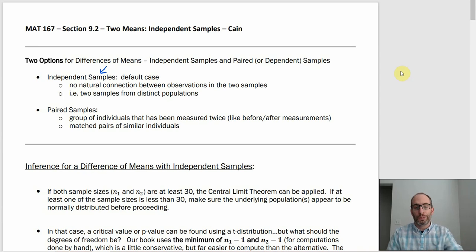So this ends up being the more common scenario where there's no natural connection between the two samples. It's just two completely separate groups. So you have group number one from population number one, group number two that comes from population number two, and that's what your samples are.